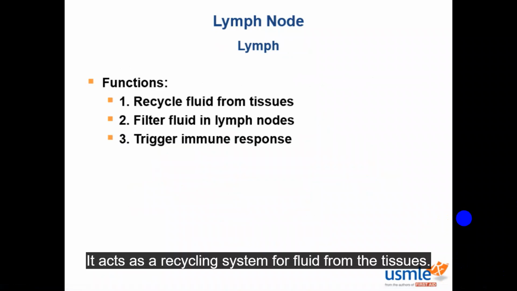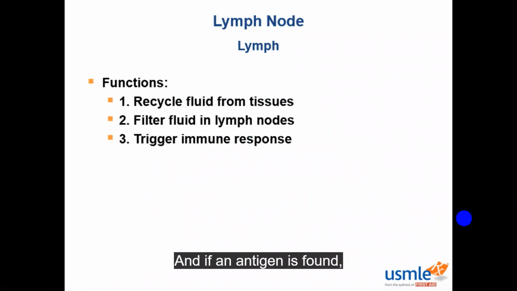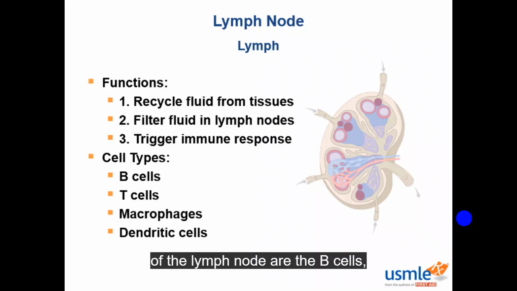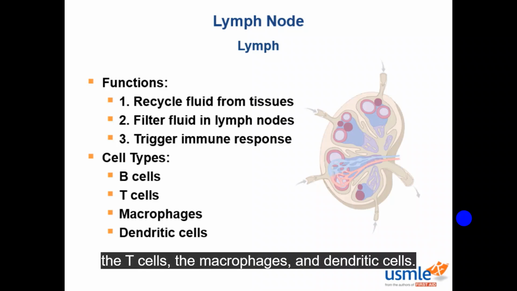So what exactly does this lymph do? It acts as a recycling system for fluid from the tissues. It gets filtered in the lymph nodes for any antigens, and if an antigen is found, then an immune response can be triggered. Now that we're at the lymph node, the cell types involved in different areas of the lymph node are the B cells, the T cells, the macrophages, and dendritic cells.